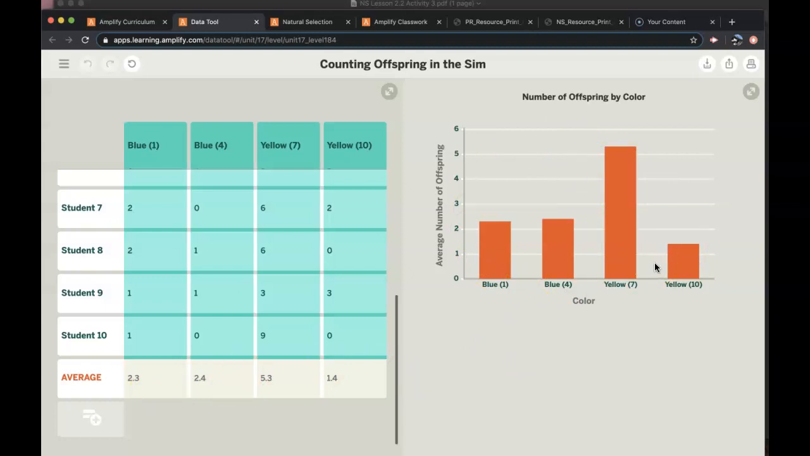So what we can see is that not all Australopes reproduce the same amount. Again, this data is showing us the number of offspring by color. So not all Australopes reproduce the same amount, and Australopes with the adaptive trait of yellow color 7 reproduced more on average than Australopes with the non-adaptive traits of blue 1, blue 4, or yellow 10. So yellow color 7 reproduced more because they had an adaptive trait and they are more likely to survive. Australopes with the non-adaptive traits, blue 1, blue 4, and yellow 10, reproduced less on average because they are non-adaptive, so they are less likely to survive.